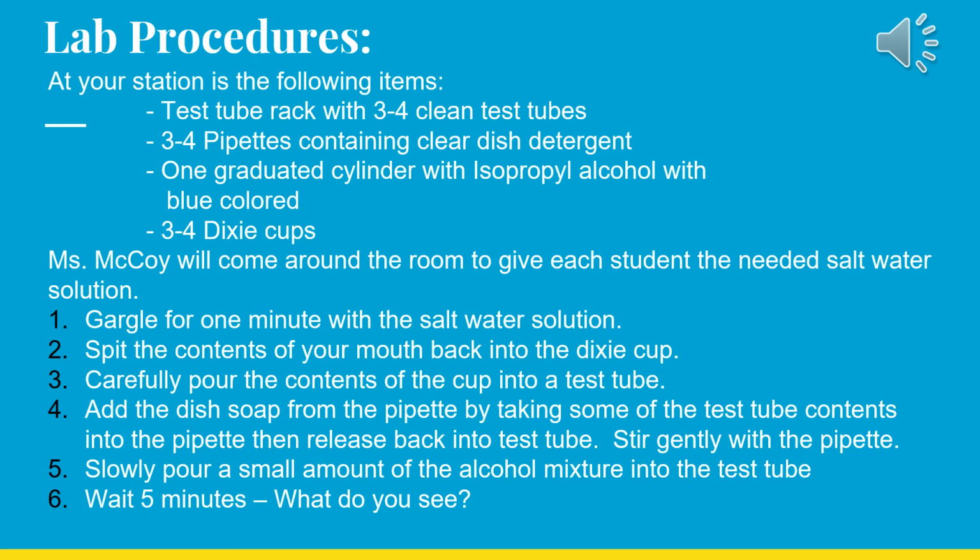Step 1. Gargle for 1 minute with the saltwater solution. Step 2. Spit the contents of your mouth back into the Dixie cup. Step 3. Carefully pour the contents of the cup into your test tube. Step 4. Add the dish soap from the pipette by taking some of the test tube contents into the pipette, then releasing it back into the test tube. Stir gently with the pipette.